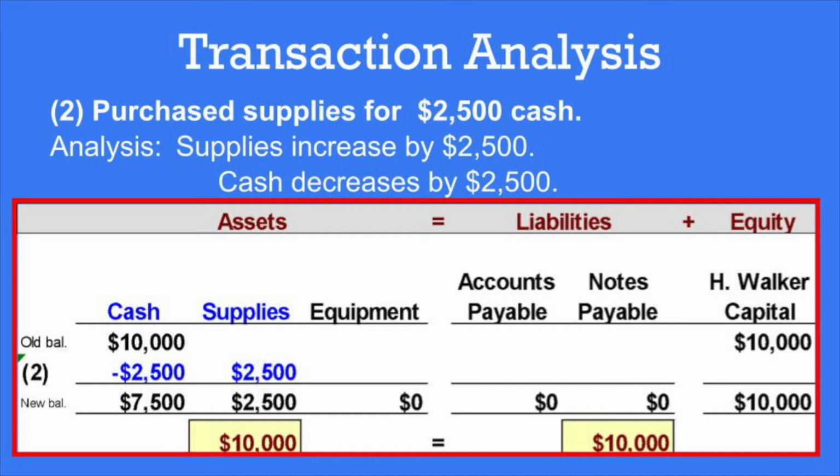In this transaction, they went out and they purchased $2,500 worth of supplies for cash. Okay?